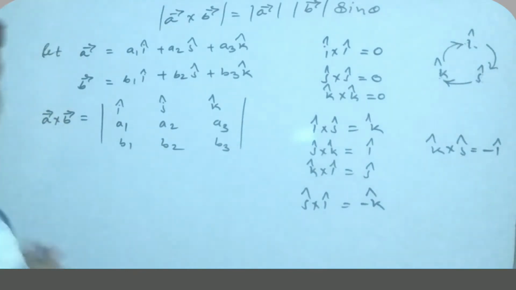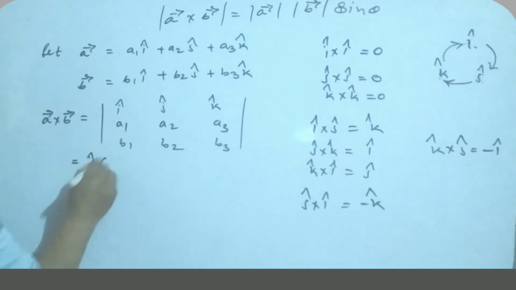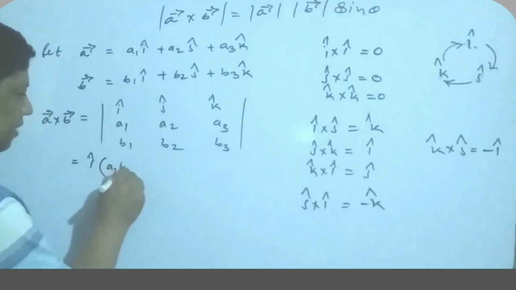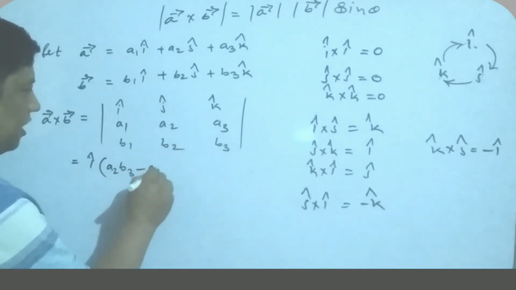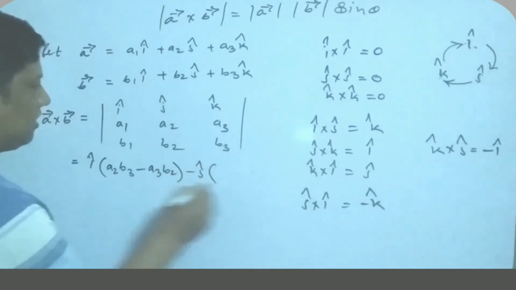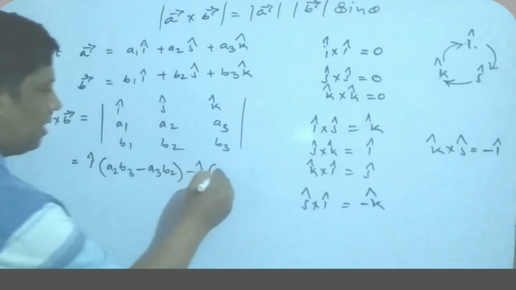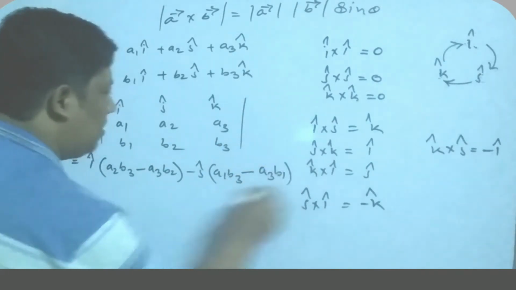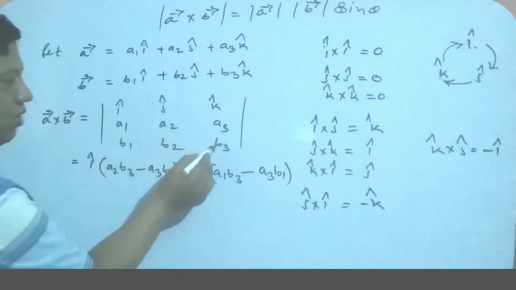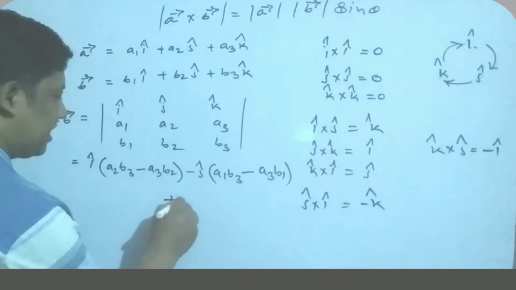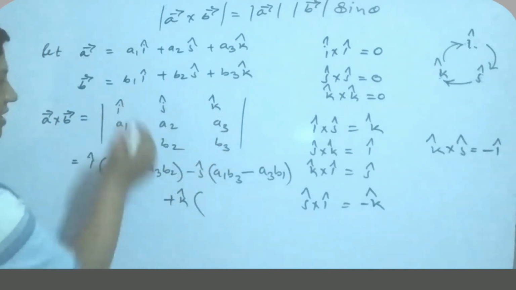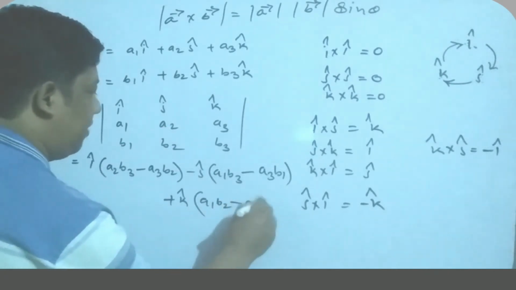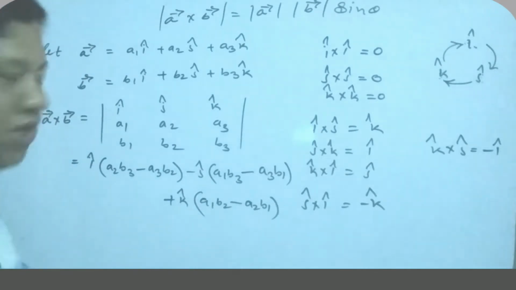Then you can find the cross product. Suppose you want to expand it like this: this line cancels, the remaining portion is A2 B3 minus A3 B2. Next, minus j: this line and this line cancel, so you multiply A1 B3 minus A3 B1, because the remaining part you have to cross multiply. Next, for k, this line and this line cancel, so the remaining portion is A1 B2 minus A2 B1, and that is the cross product.